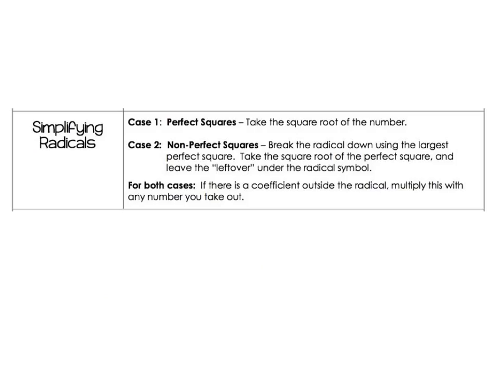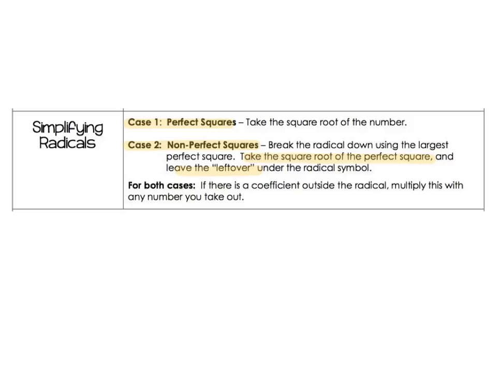Now, when we're simplifying radicals, we have two different cases. The first case is when we have perfect squares, and if we're trying to take the square root of a perfect square, just take the square root of the number. Our second case is when we're taking the square root of non-perfect squares. In that case, we want to break down the radical using the largest perfect square. So we want to look for factors of that number that are perfect squares and break it down. Then take the square root of the perfect square and leave the leftover under the radical.